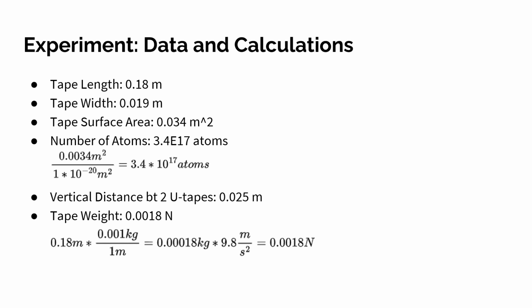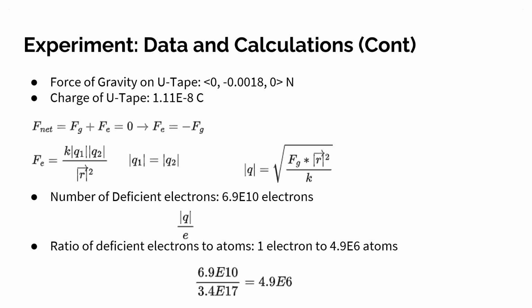I did this by calculating the mass of the tape and then just multiplying by 9.8. This means that the force of gravity on the U-tape is negative 0.0018 newtons. And the way that I found the charge of the U-tape was by setting Fg plus Fe equal to 0, and then using the electric force equation, set that equal to negative Fg, and since Q1 and Q2 are equal to each other, we just took the square root of all that to isolate Q, and we got that to be 1.1 times 10 to the negative 8th coulombs.